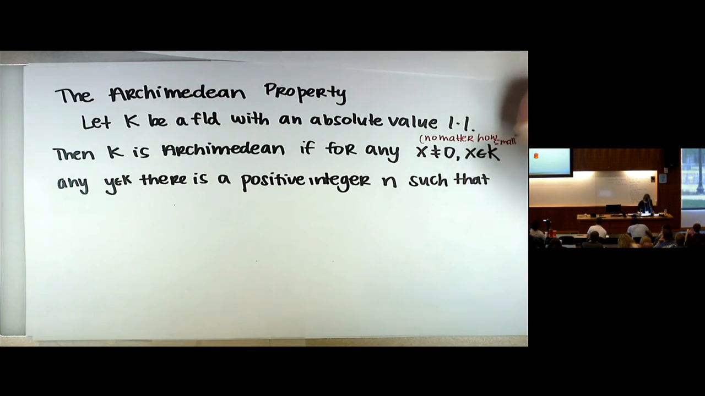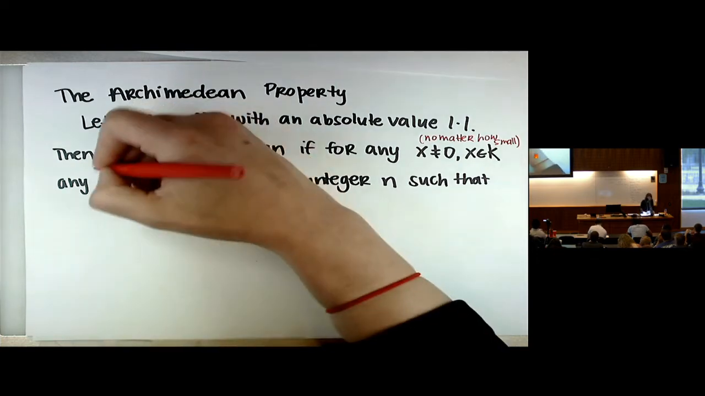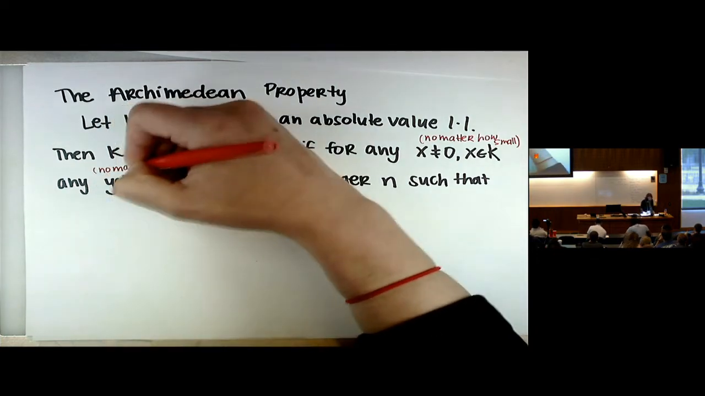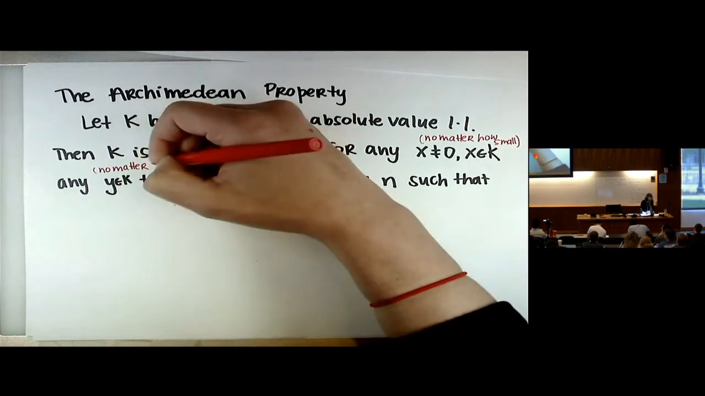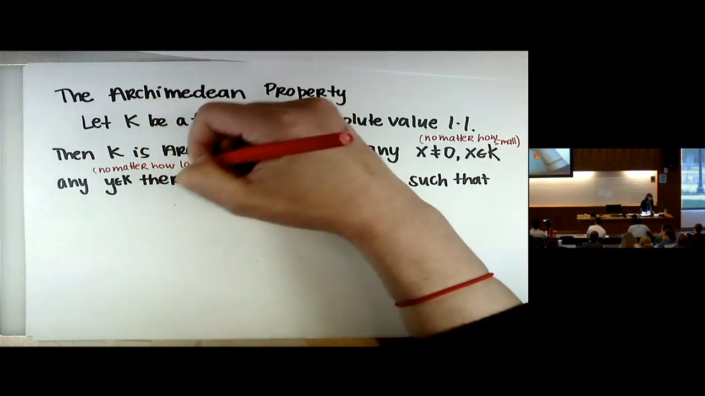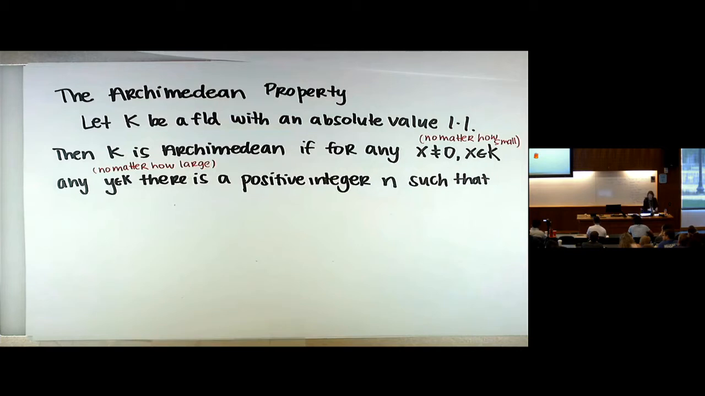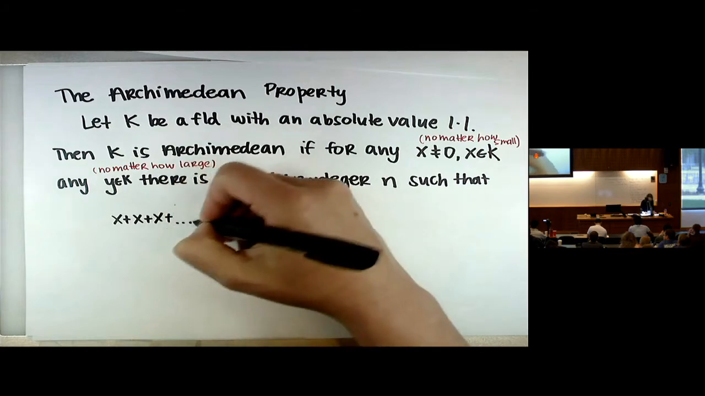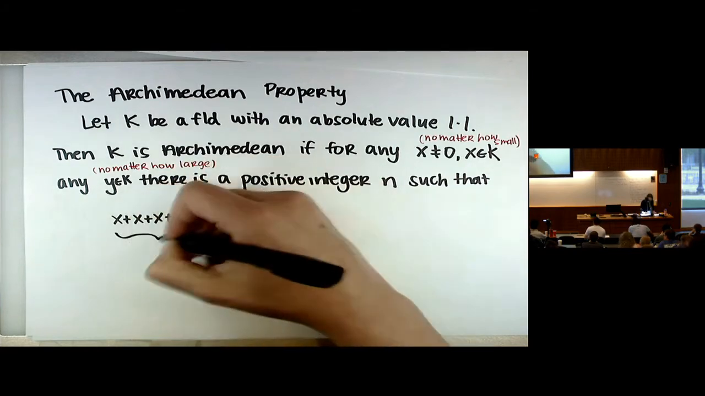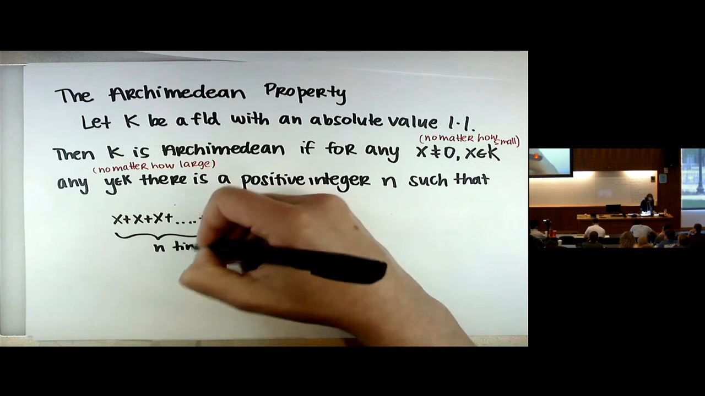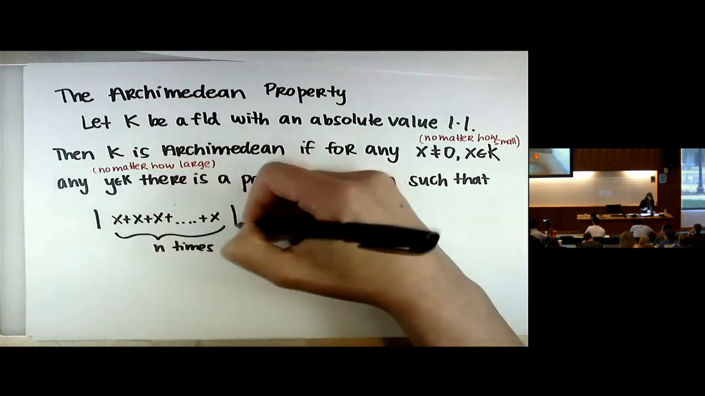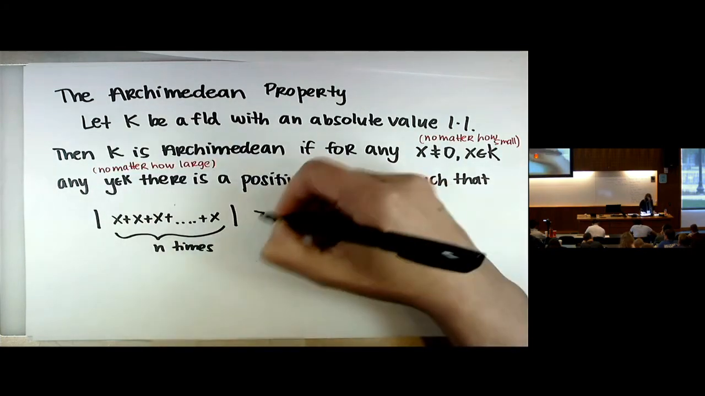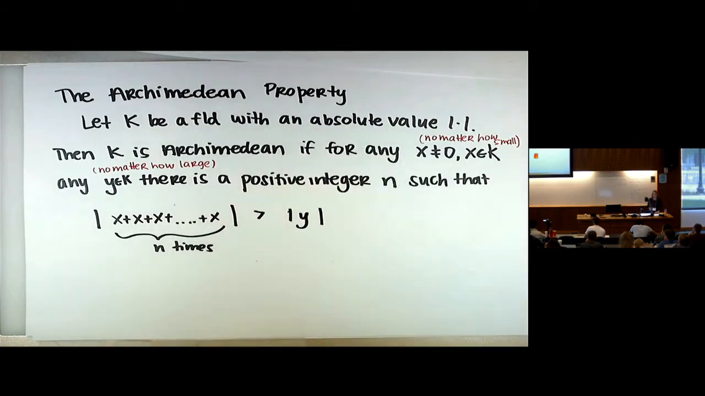Right? Maybe I try to be really tricky and pick a really small x, and maybe a really big y, no matter how large. But I can always pick an integer n such that if I take x and add it to itself n times, maybe many times, and take the absolute value of that, it's bigger than the absolute value of y, right?